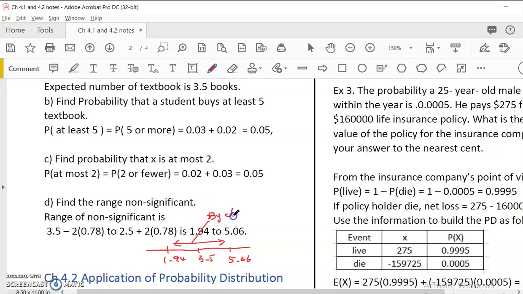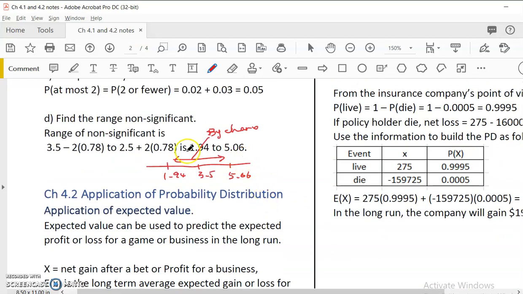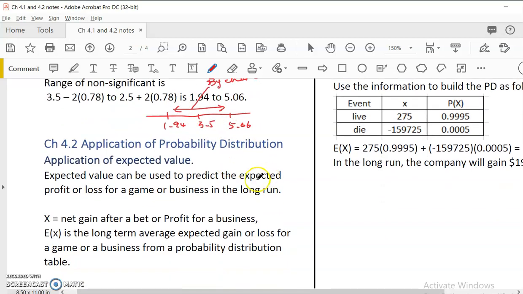You are not very surprised, but 6 books, greater than 5.06, is a surprise. 5 books is not surprising, and 1 book is surprisingly low because it is below 1.94. 2 is not surprising; 2 is within the range. So when you ask a student how many books they have, if they say 1 book, that's very surprising. 6 books is also very surprising. They are significant, whereas the ones in between are not significant.